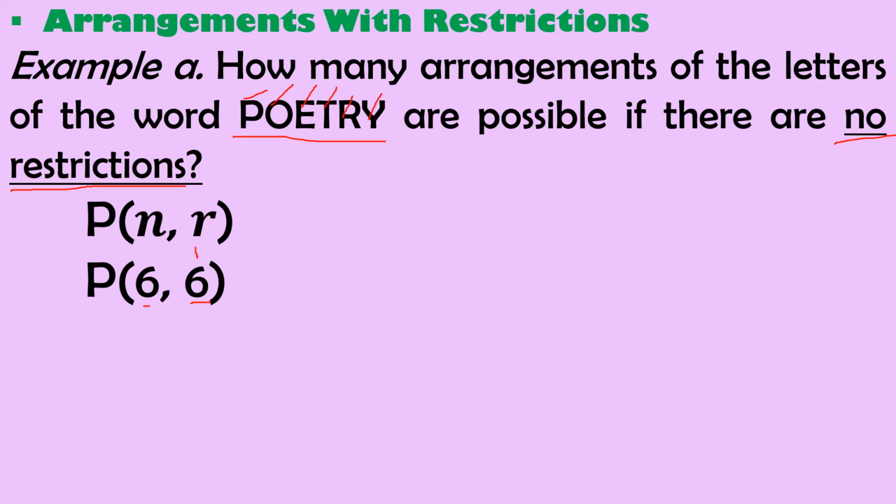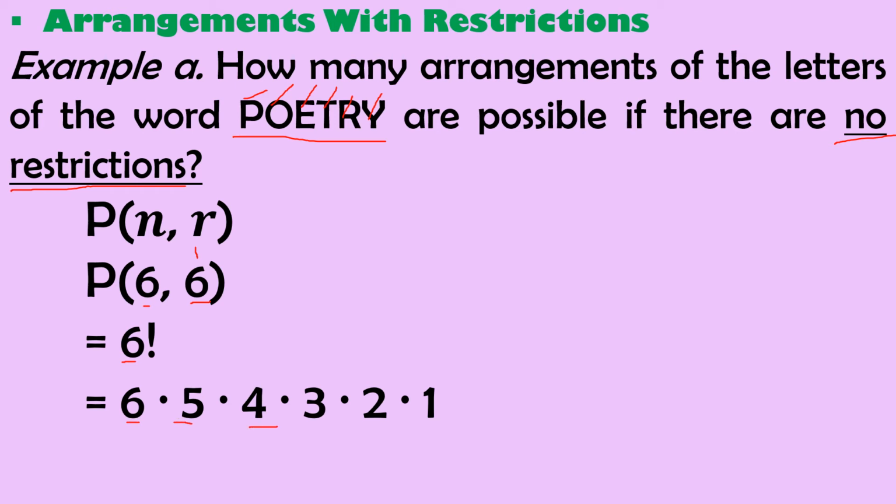You can see here that the value of n is equal or the same as the value of r. So this is also equal to 6 factorial. So let us simplify. So this will become 6 times 5 times 4, times 3, and then multiply by 2 and multiply by 1.